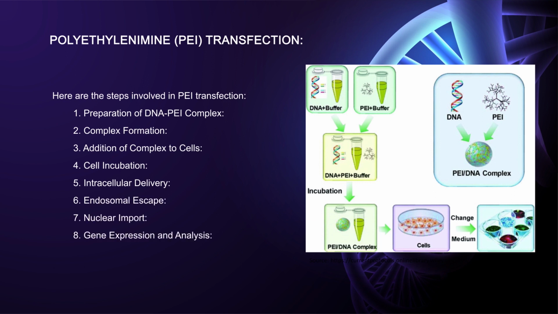DNA of interest is prepared in a separate solution at an appropriate concentration, and PEI is then added to the DNA solution at a specific ratio to form a complex. The ratio of PEI to DNA can vary depending on the cell type and application, and optimization may be required for this step. The complex formation is then observed in the next step.